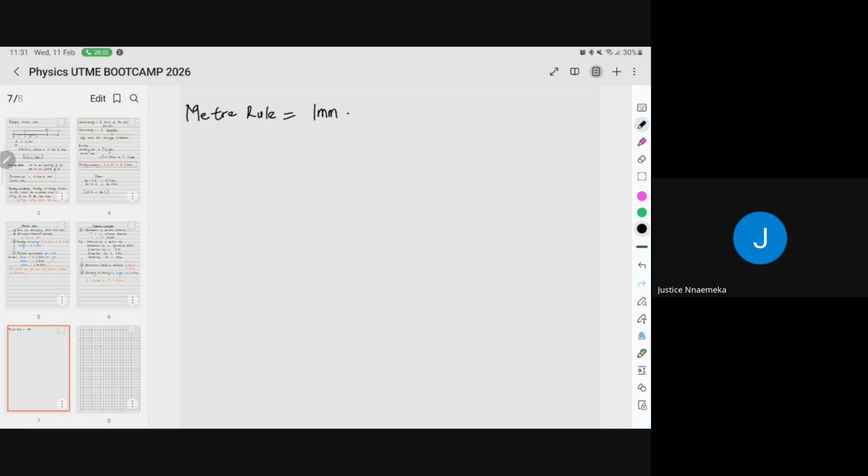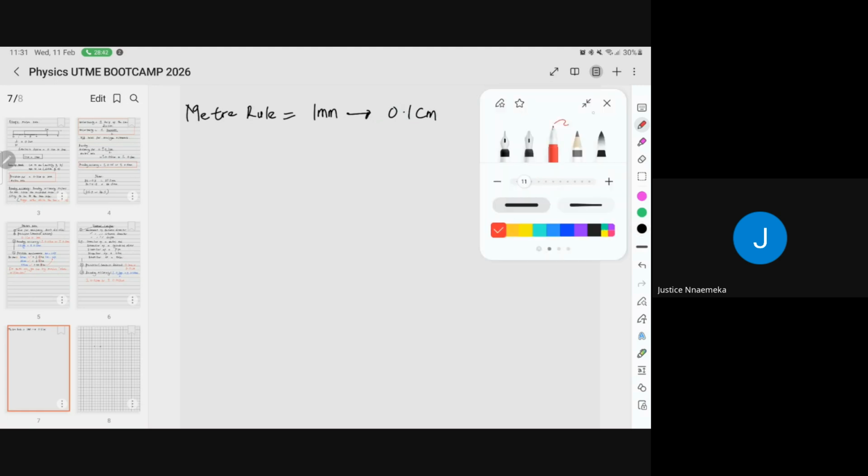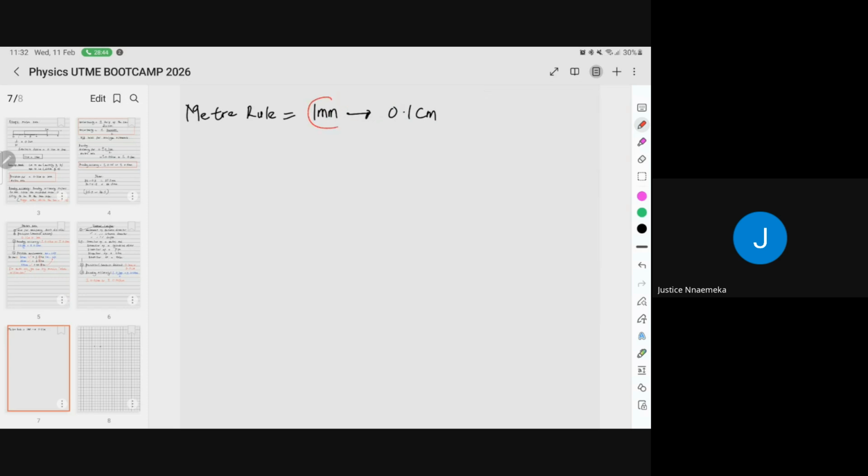Do you understand? Then you convert the 1 millimeter to centimeter by dividing by 10. So 1 millimeter is 0.1 centimeter. If you can remember only this one, you are good to go because you can now convert. I think what is confusing you guys is you don't know how to convert. Conversion from millimeter to centimeter is dividing by 10. Does it make sense? So that's for meter rule, the smallest calibration of the precision. Now, for vernier caliper, the precision is 0.1 millimeter.